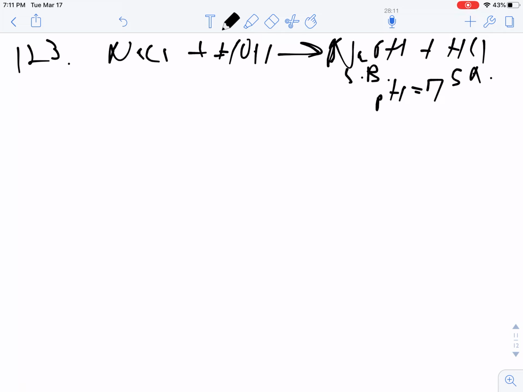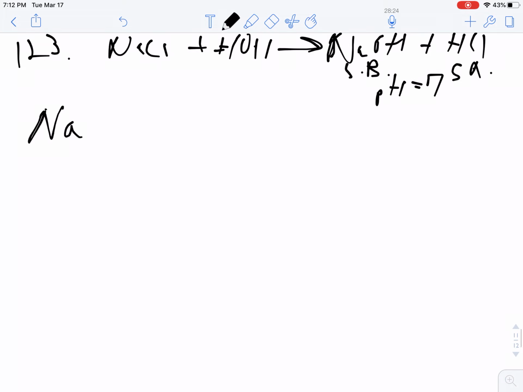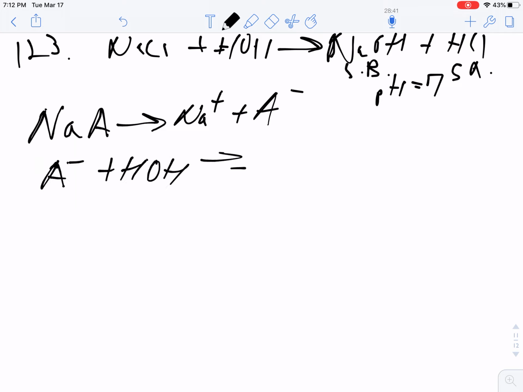So let's just write a generalized equation. Let's back it up and make it a little more obvious. All of the salts are sodium. A stands for just the rest of the molecule. So whichever the salt is, you're going to have A minus. So A minus plus water is going to yield this.